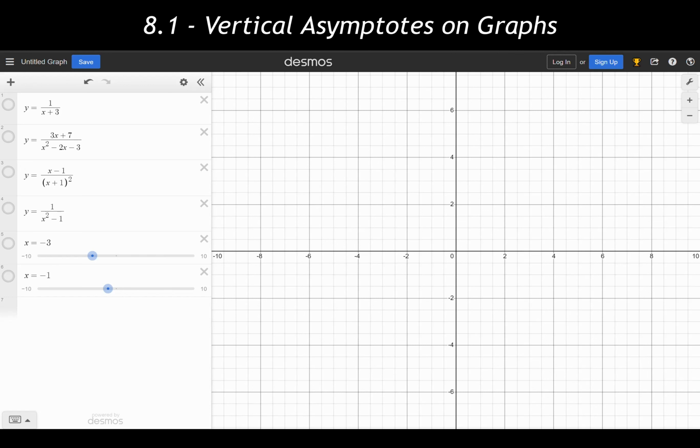To get an idea of what the visuals of these vertical asymptotes look like, we've come over to Desmos.com. It's a free website you can use to enter in equations and see what these things look like graphically. So we're going to use that and take a look at our 4 different examples to see what these vertical asymptotes actually look like. So let's take a look at example 1.